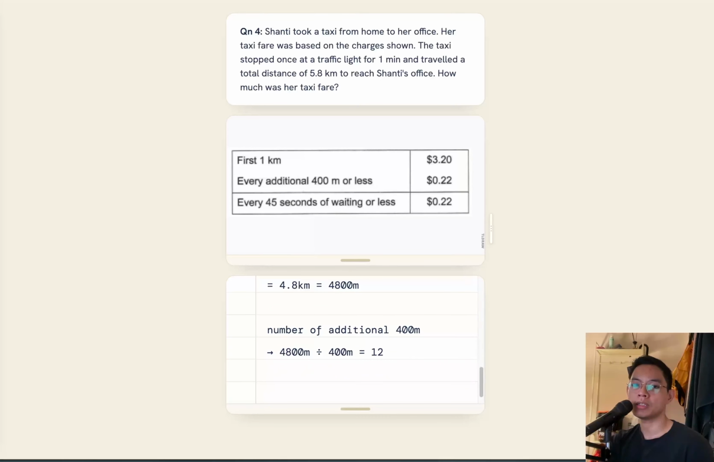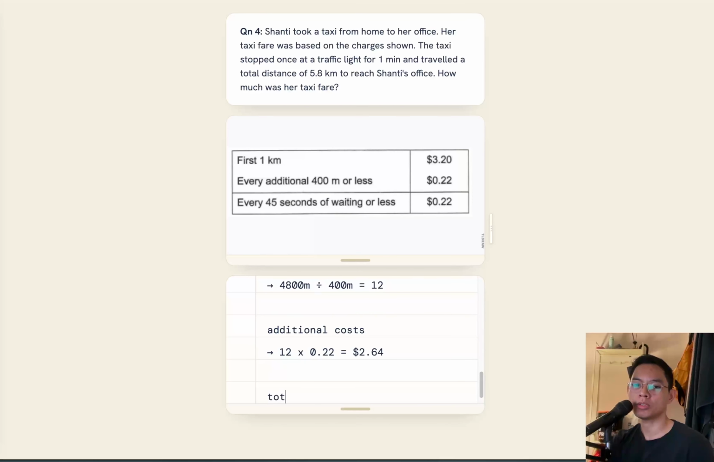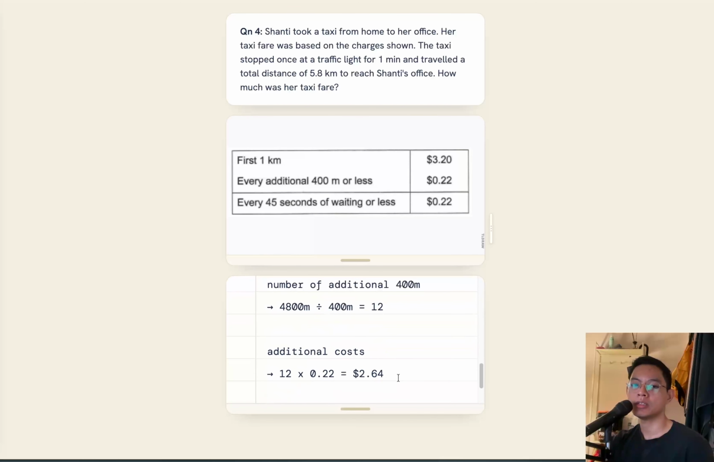That means the additional cost will be 12 times 0.22, which is $2.64. Therefore the total cost will be 3.20 plus 2.64 plus the 0.44 earlier, and this will be $6.20.